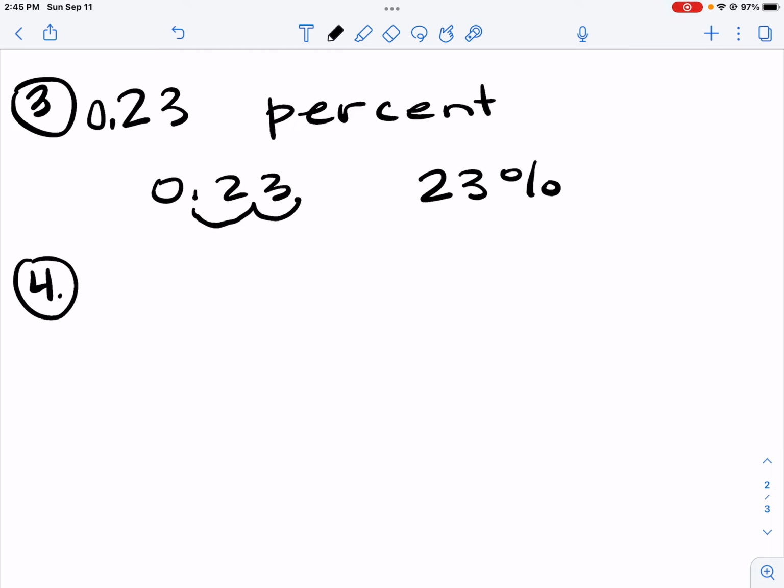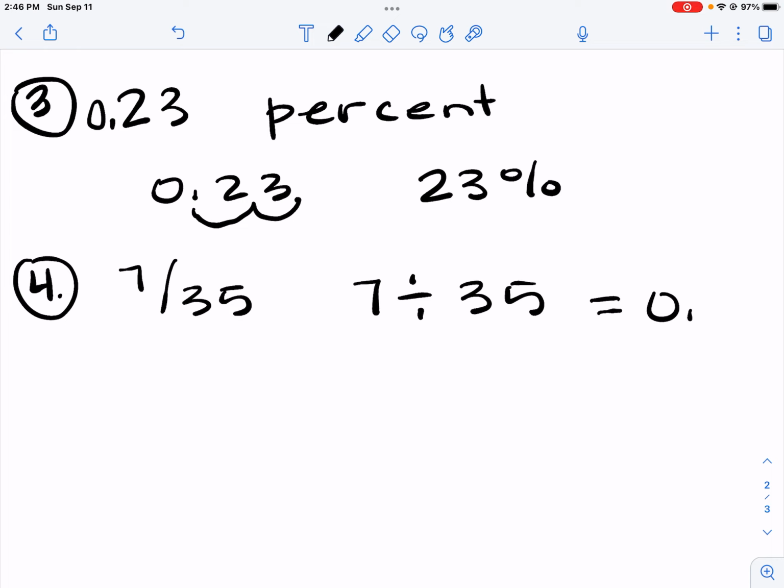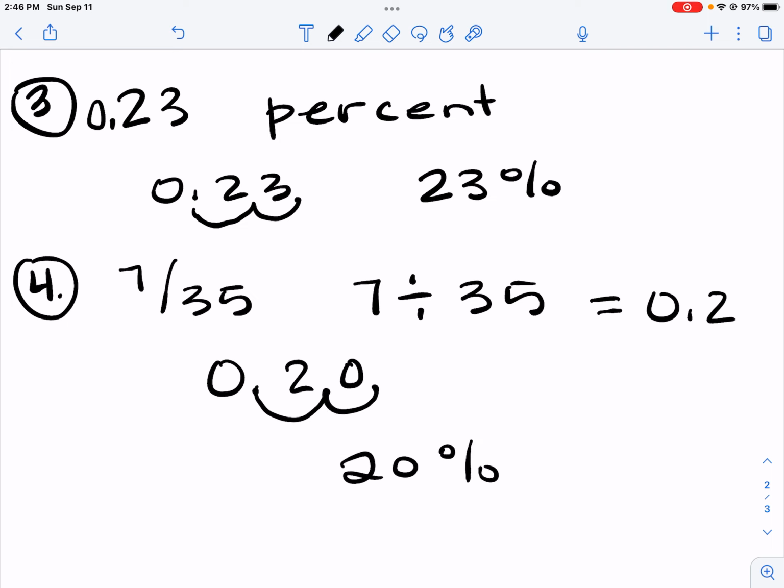Okay, somebody completed 7 out of 35, so 7 divided by 35. And it asked what percent has been completed. So 7 divided by 35 is 0.2. To change it to a percent, we're going to move it 2 times. So that's 20%.